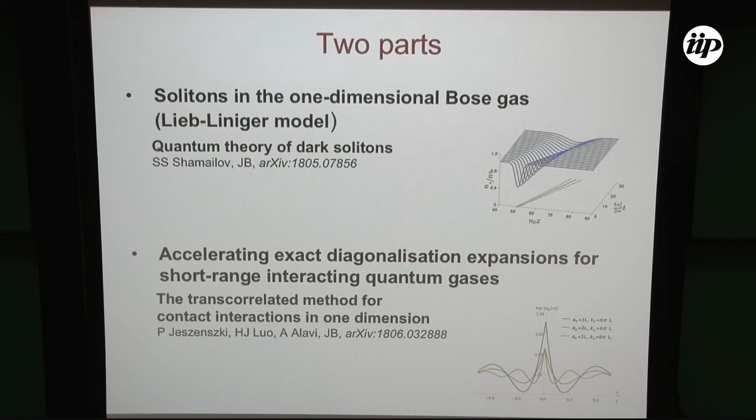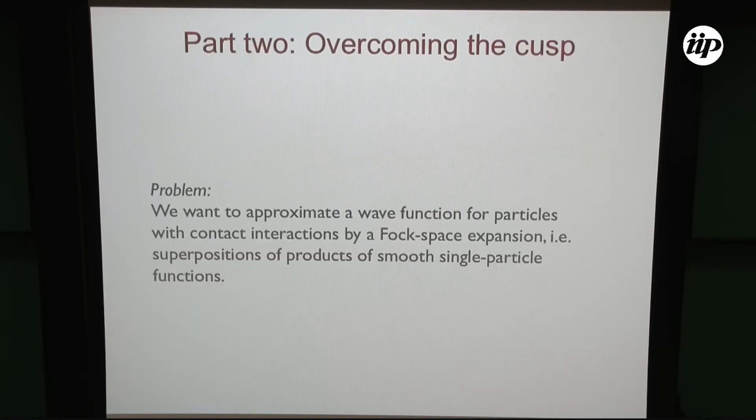Okay, so it will be a shorter topic anyway, so let's try to do that in 5 minutes. What we want to do is approximate a many-particle wave function with contact interactions by a Fock space expansion. So, what is a Fock space expansion? Superpositions of products of smooth single particle functions. For fermions that could be Slater determinants, or for bosons, permanents.